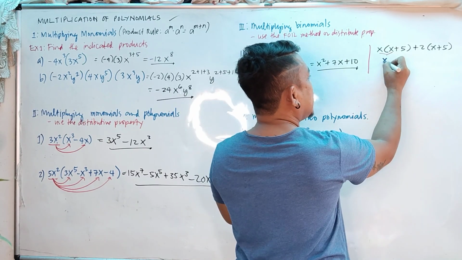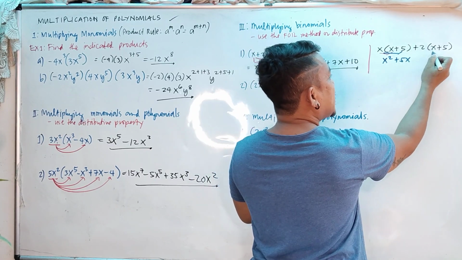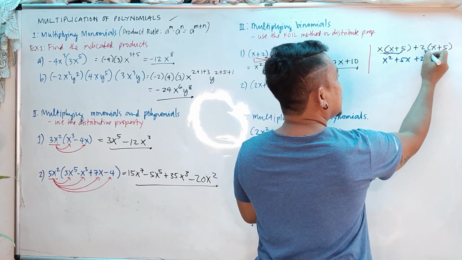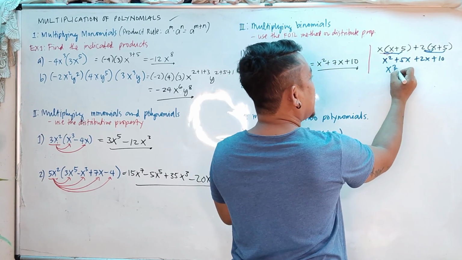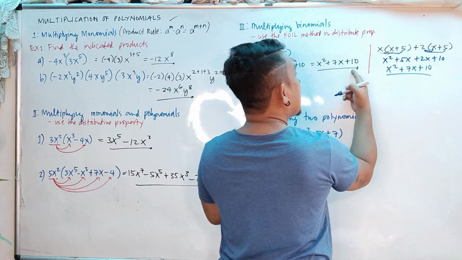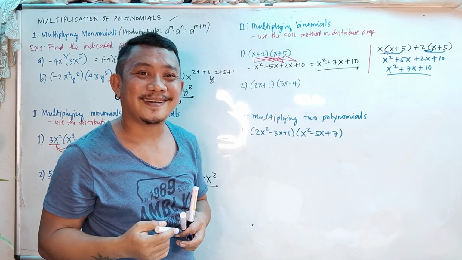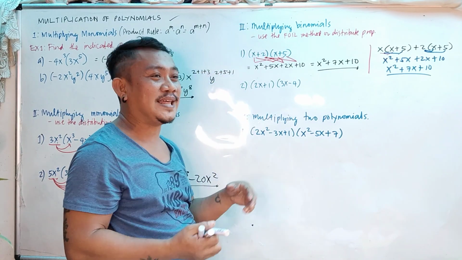You have X squared. X times 5, so plus 5X. 2 times X, so plus 2X. 2 times 5, so plus 10. They are like terms, so X squared plus 7X plus 10. Same result. Okay? Understood? Yes. Okay, very good, Irene.